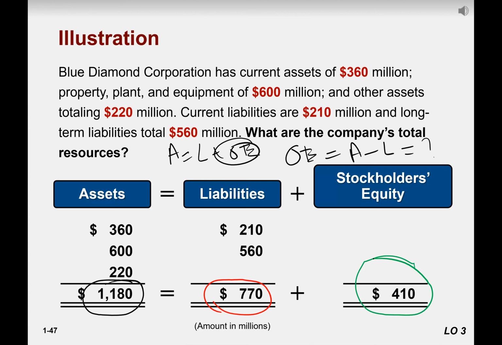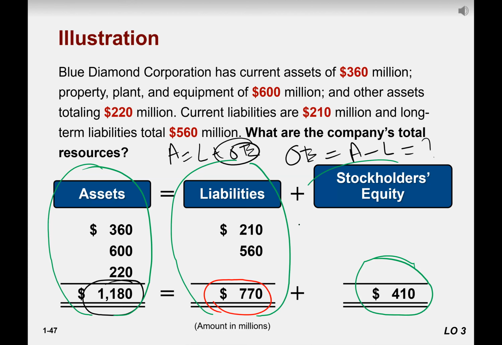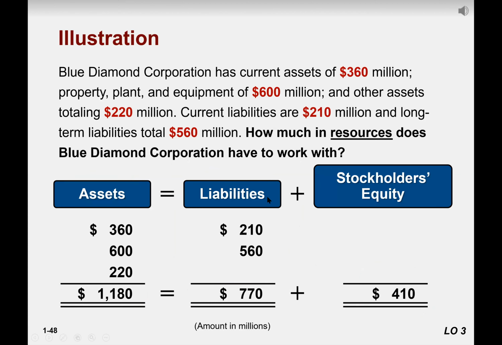410. Understand, guys? So the left hand side, which is the assets, is the company, and this is the contribution from insiders or outsiders. The right hand side belongs to two parts. Liabilities belong to outsiders. Stockholders' equity belongs to insiders. Understand, guys? So how much resources does the Blue Diamond Corporation have to work with?